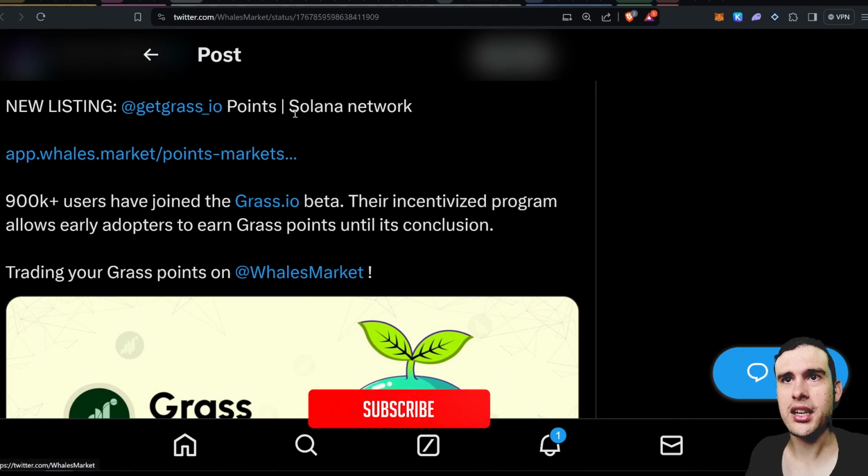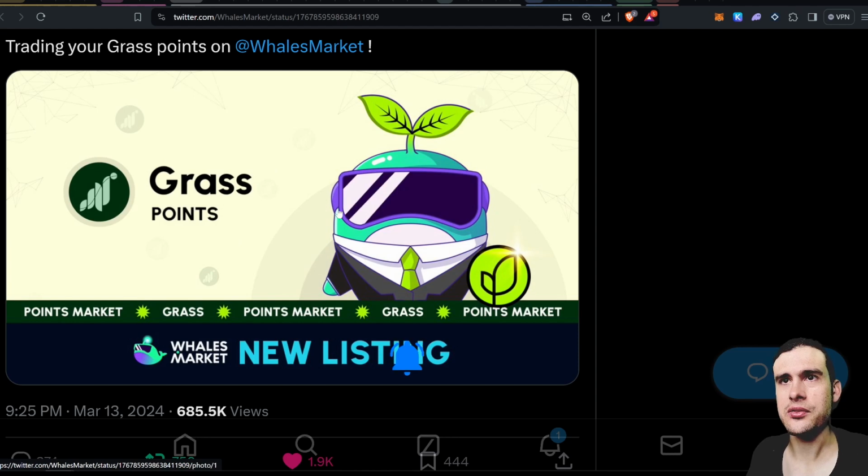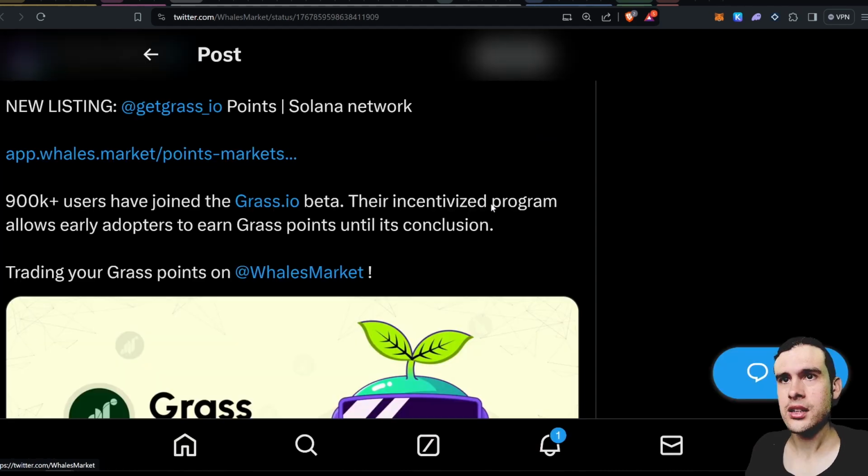Also, the Whales market has added Grass points to the markets on there. So you can work out roughly how much your Grass points will be worth. So if you don't know what Grass is, then it is a way for you to farm tokens by sharing your unused internet bandwidth. Now, it doesn't really work if you've got VPN turned on, so just keep that in mind. But anyway, you can go and check what your points will be worth over there.